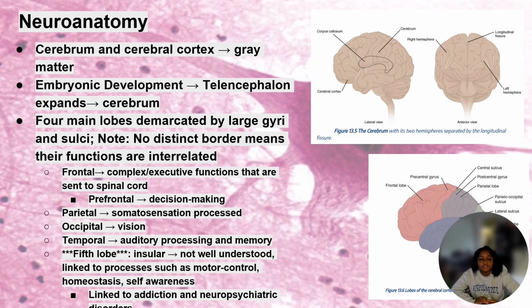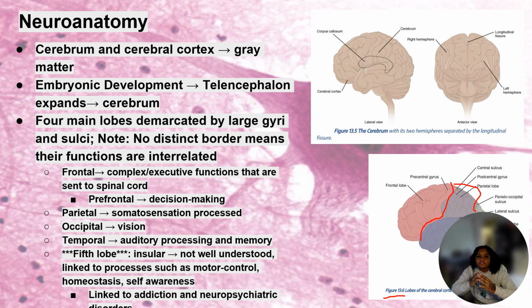What's important to know is that there's no distinct border between these four. My camera is kind of covering it, sorry, but this is figure 13.6 in your lab. Perfect image to study from. You guys have my slides for the four main lobes of the cerebrum, and it's the frontal, parietal, occipital, and temporal.